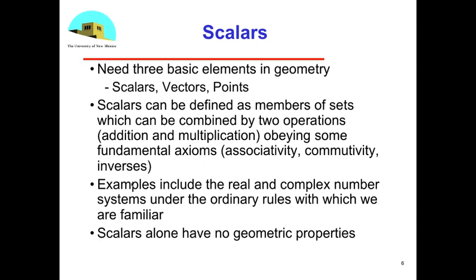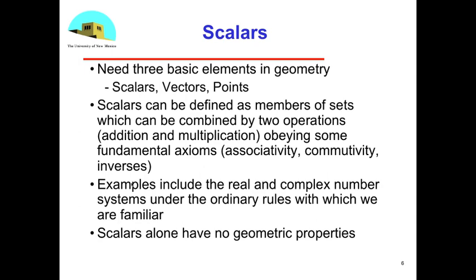So every element has an additive inverse. So if x, there's an element y, such that when you sum them together you get the zero element, which is called the additive zero. And likewise there's a multiplicative identity. So if you have x, there's an element y, such that when you multiply them together you get the multiplicative identity, which we call 1.